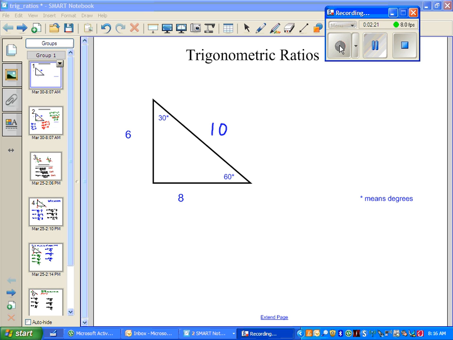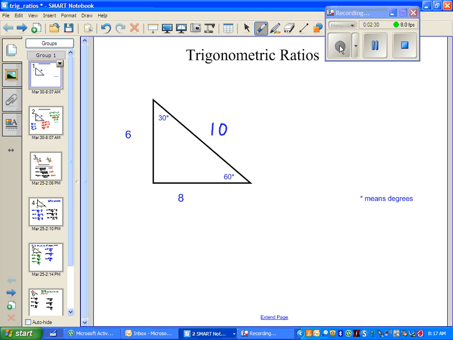Now I'm going to ask you to write some ratios. And remember, ratios are just fractions, right? It's just comparing two numbers together, and we're going to write it in the form of a fraction. So if I said, let's look at our 30-degree angle, I want you to write for me the ratio of the side opposite to the 30-degree angle on top of the hypotenuse of the right triangle. And remember, again, this is only for right triangles.